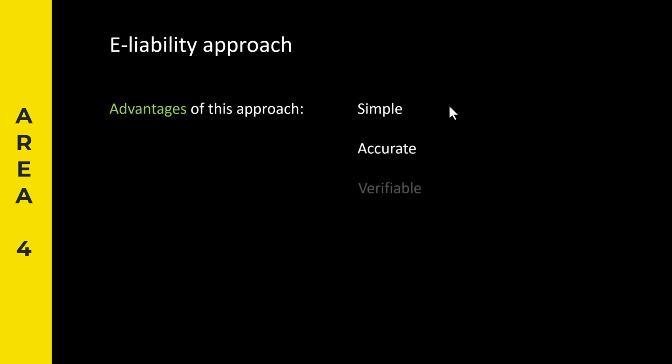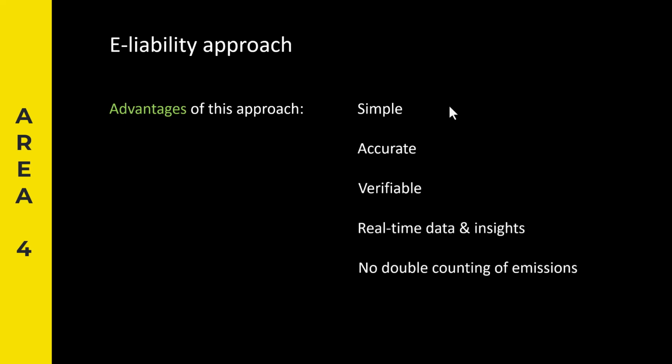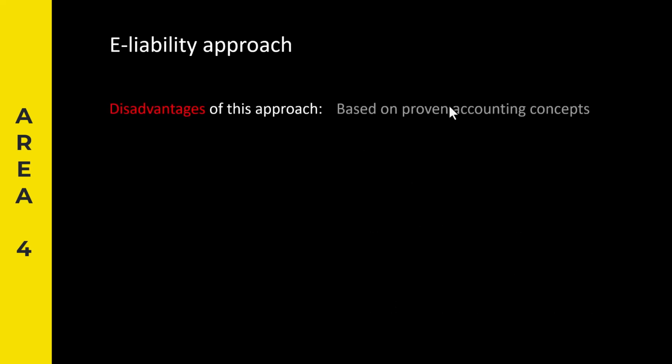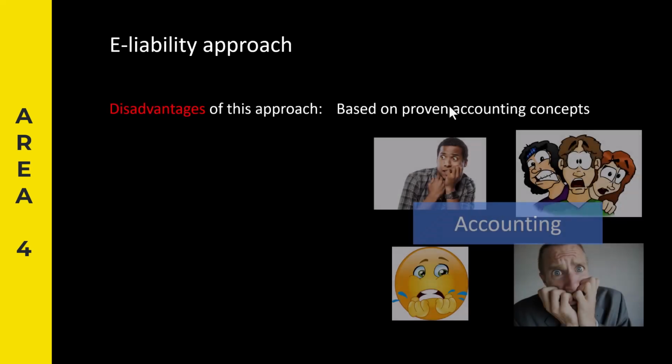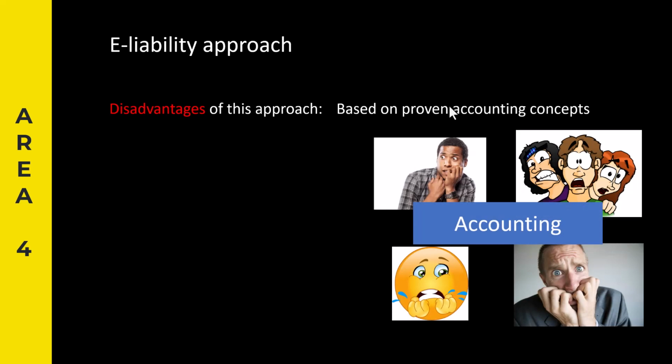So what are advantages of this approach? It's simple, accurate, verifiable. It is real time. And there is no double counting of emissions. And the double counting is a problem of the greenhouse gas protocol, because it's not really clear who is measuring what. Many times it comes to double accounting. And another advantage, it's based on proven accounting concepts. But that's also the disadvantage. Why? Because not many people like and know accounting, and they're afraid about it.